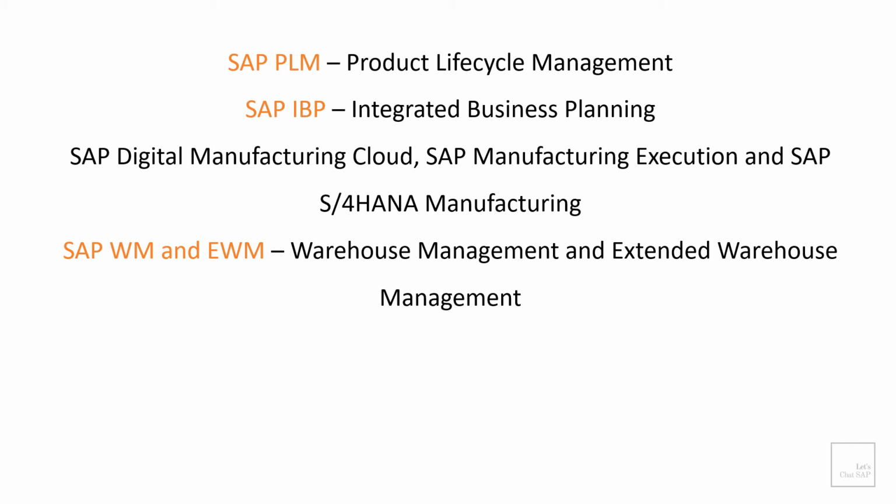The Extended Warehouse Management contains the same core functionalities of SAP Warehouse Management, but with a little bit of additional capabilities such as internal routing and labor management. The next one is SAP TM. TM stands for Transportation Management, and it is used to manage the transportation aspects of goods between multiple locations. It contains functionalities such as strategic freight management, order management, transportation planning, and transportation execution.